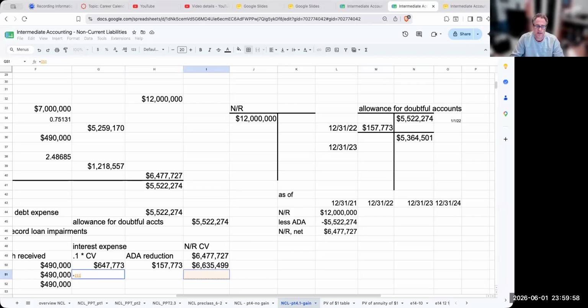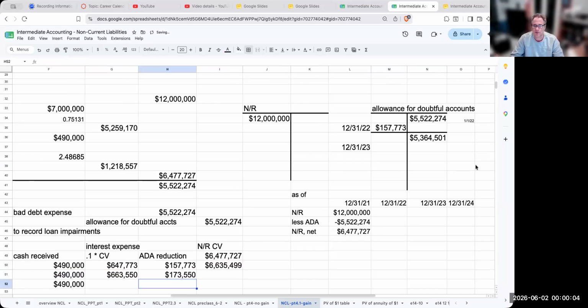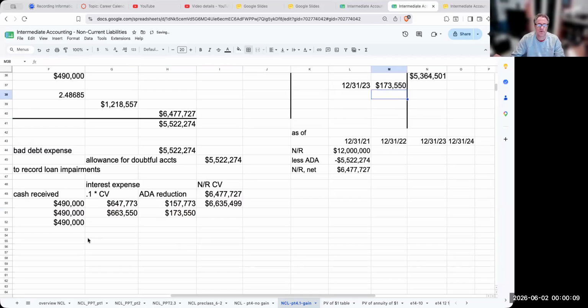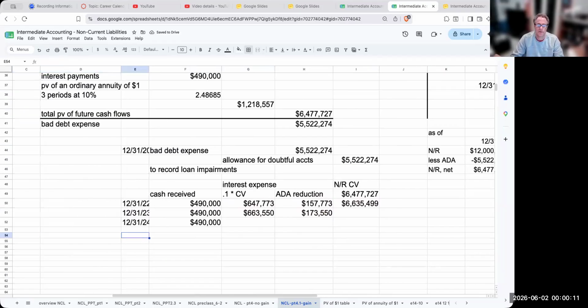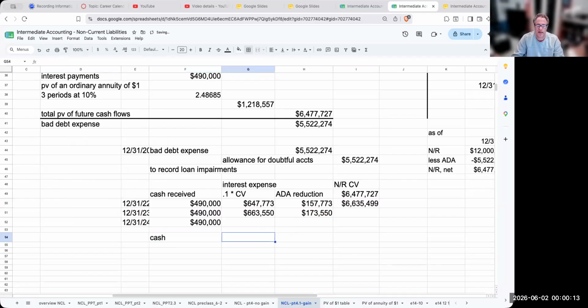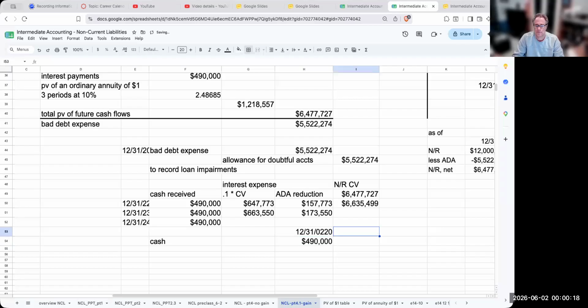My interest expense is going to be at 663,000. So my allowance for doubtful accounts reduction is going to be at 173,550. Now, what does this look like in terms of journal entries? Well, I'm receiving cash of 490,000.